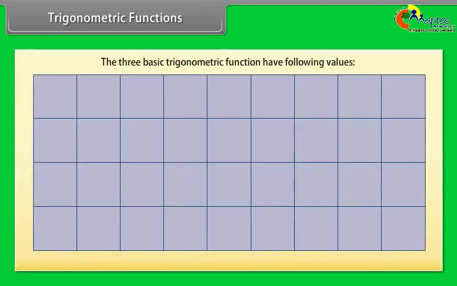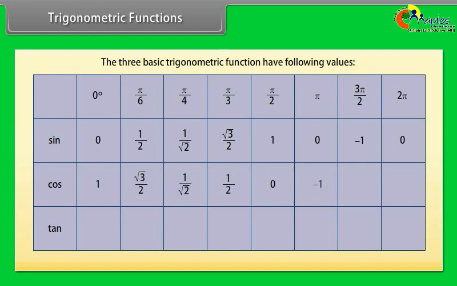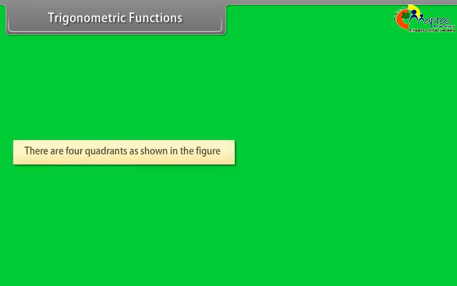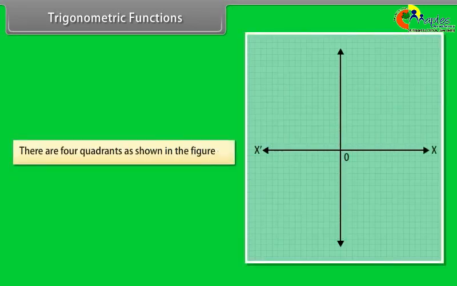Trigonometric functions. The three basic trigonometric functions have the following values. Trigonometric functions. There are four quadrants as shown in the figure.